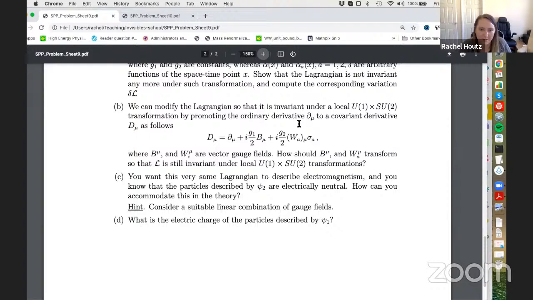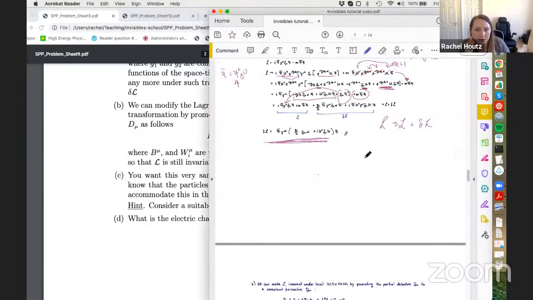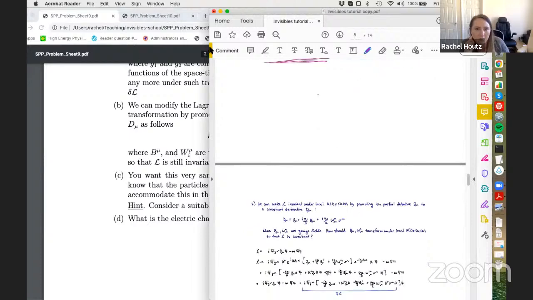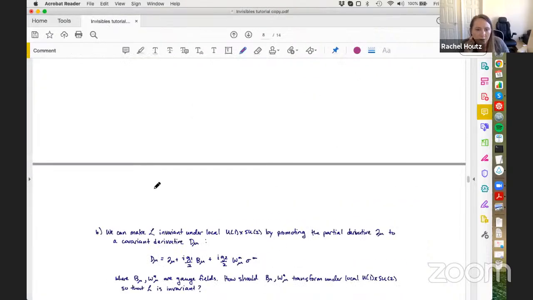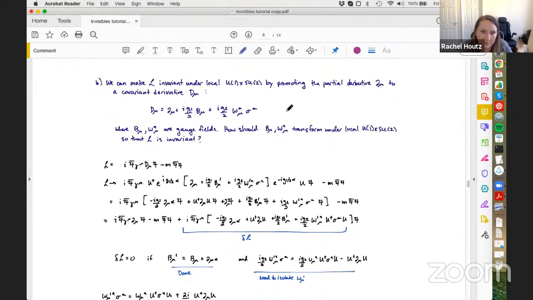which are the gauge boson fields associated with the electroweak gauge group in the end. And they are modified by these G1 and G2 couplings. And what the question asks is, all right, B mu and W mu are new fields. How do these fields transform to ensure that L is now invariant under the local transformations, to make sure this covariant derivative does what we want and keeps the Lagrangian invariant under local transformations in addition to global transformations? So moving back to the question, where I've written this out again, I've rewritten the covariant derivative.